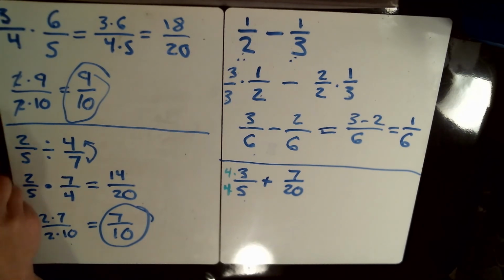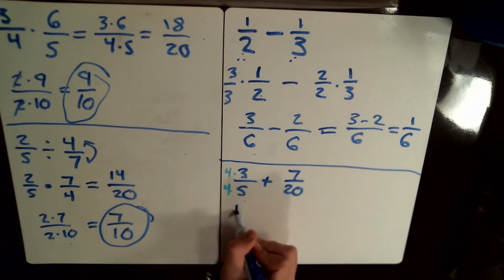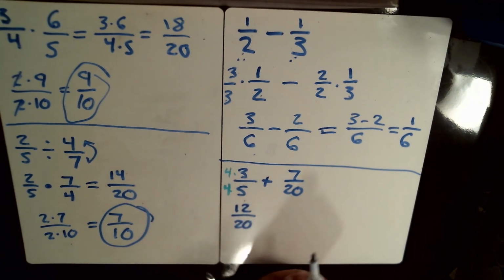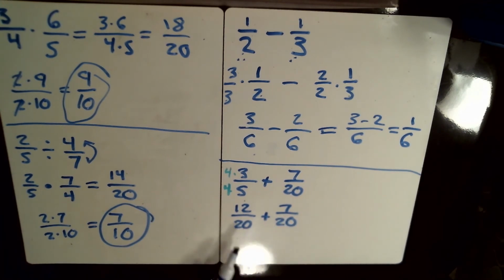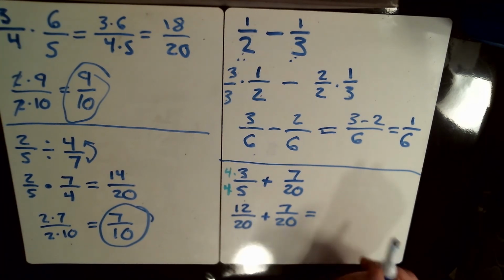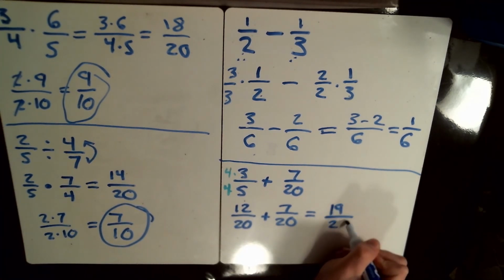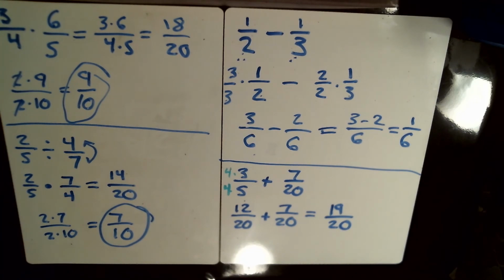So what I'm going to do, I'm going to times the top here by 4. We get 12 over 20 plus 7 over 20. Notice now I've got the same denominator. I can add these together. We get 19 over 20. Okay? We just add the tops, leave the bottoms the same. Okay? So that's how you add fractions or subtract fractions. You make a common denominator and then add and subtract them.